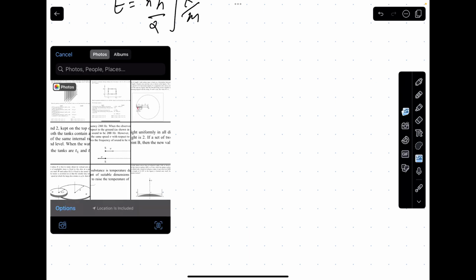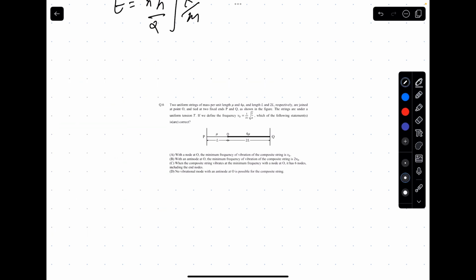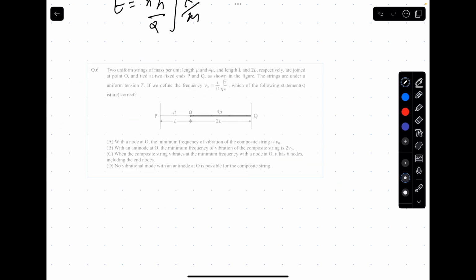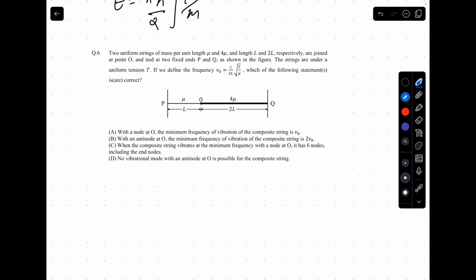Now next, this is another question related to waves on string. Now look, we know that whenever there is a joint point, that joint point will always form a node. So that's why this third option, no vibration mode with an antinode at O is possible for the composite string, so that is correct. And with an antinode at O, the minimum frequency of vibration of the composite string is 2, we know that is not possible. So D is correct, B is incorrect.